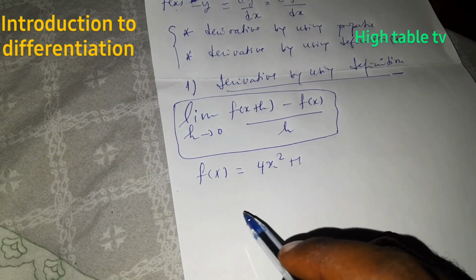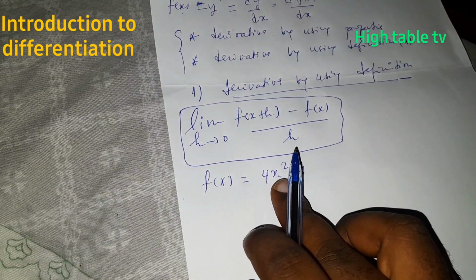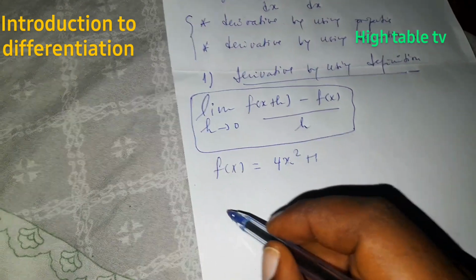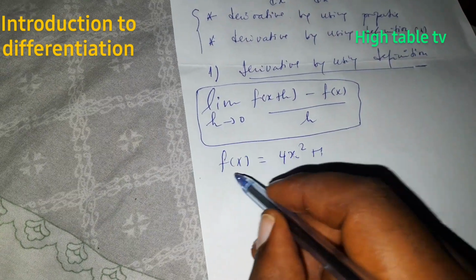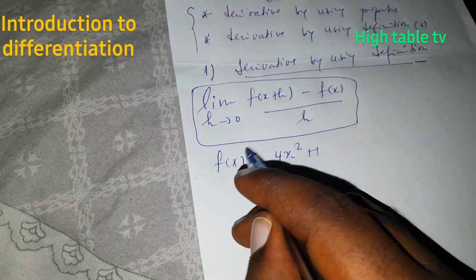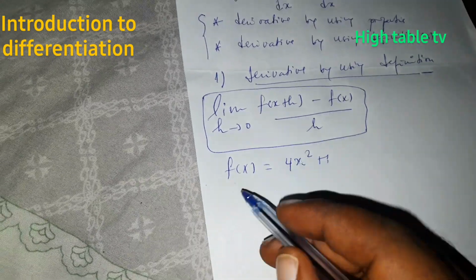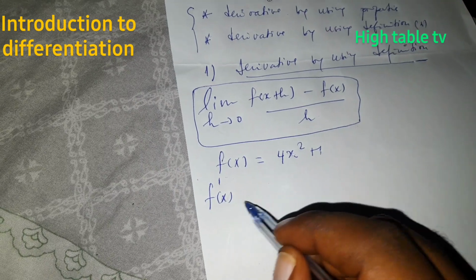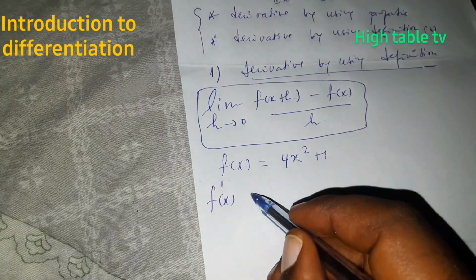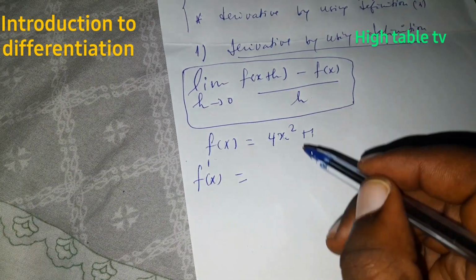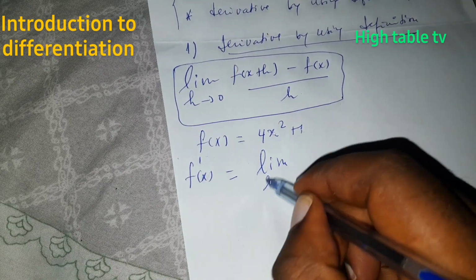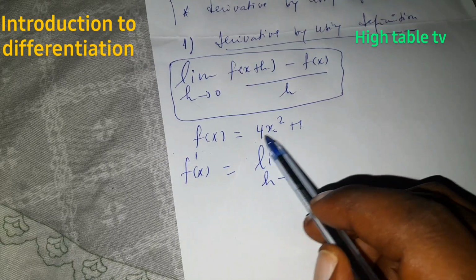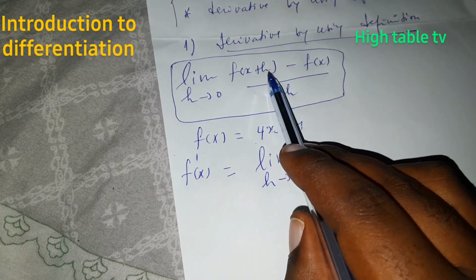So firstly, we have to write the function that we have here by referring to the formula. In order to talk about the derivative of this function f(x), firstly, we can write f prime of x, which will be equal to the limit of h tends to 0. Then we can find f(x plus h).